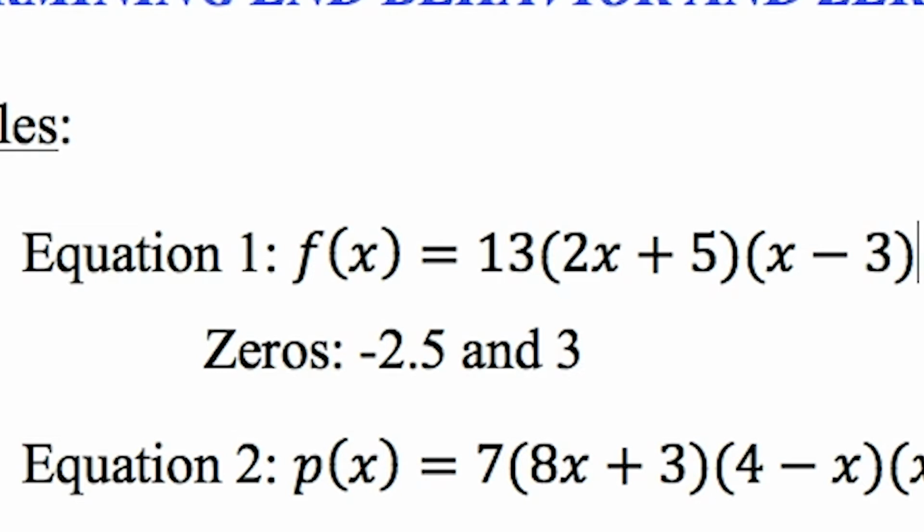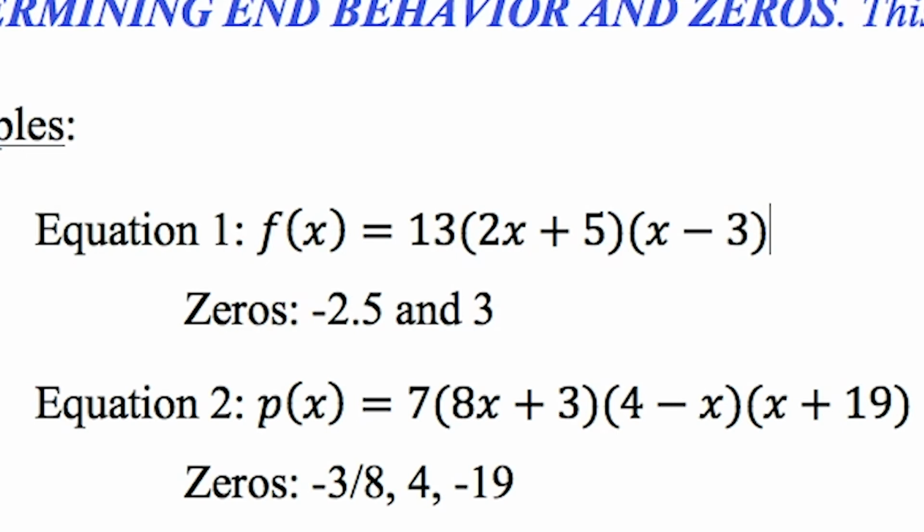To find the zeros, you set 2x plus 5 equal to 0. Then you subtract 5, so it'd be 2x equals negative 5. Then you divide both sides by 2, so the zero would be negative 2.5. And for the second factor, you just add 3, and then x equals 3.